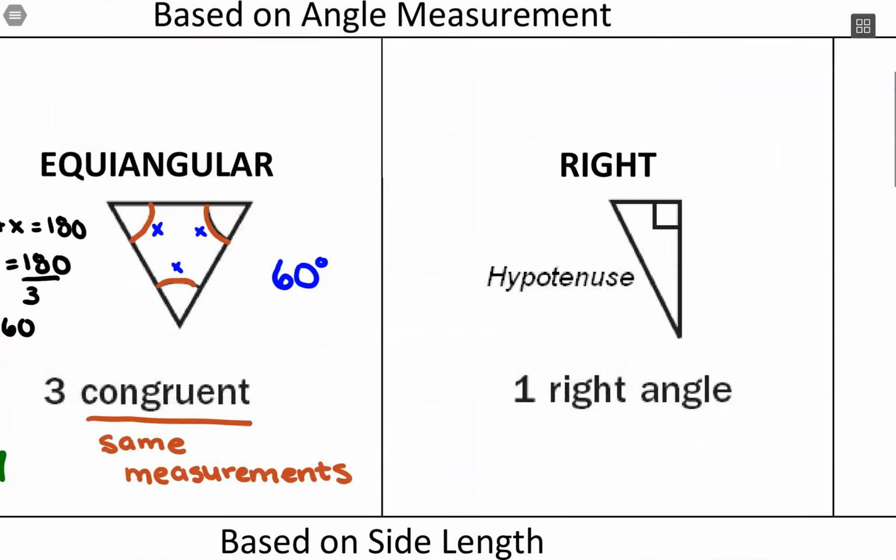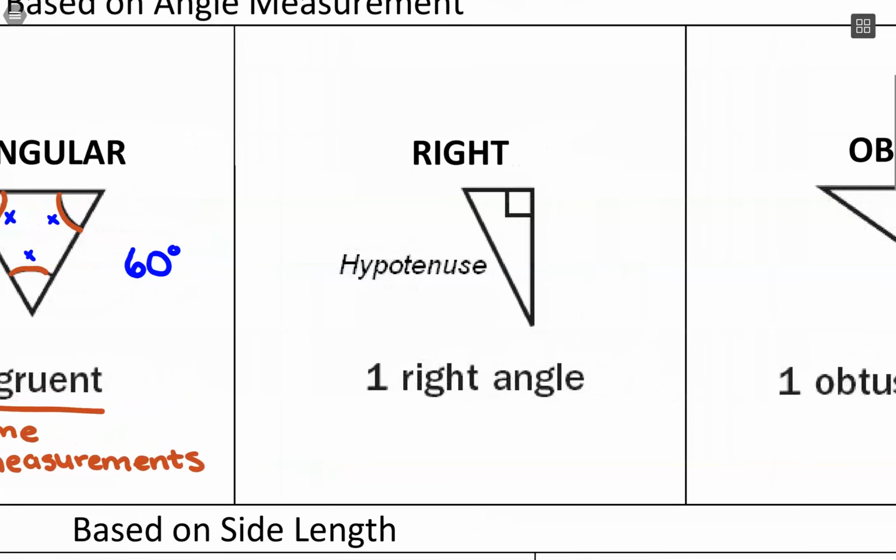All right. Another one based on angle measurement is right triangles. When you have a right triangle, you'll have a right angle in there, and you'll only ever have one. We'll talk about right triangles a lot when we get to the Pythagorean theorem, but a special side length that comes up is the hypotenuse. When you have a right triangle, you always have this longest side of the triangle, and that has the special name of hypotenuse.